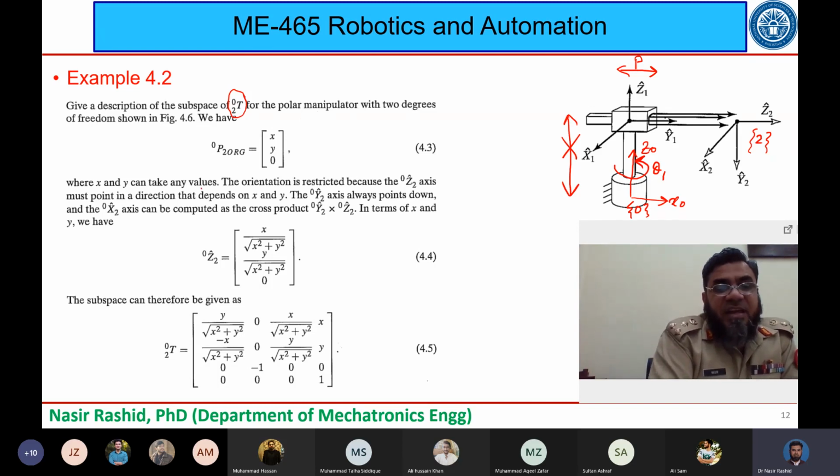Now x and y can take any values, okay, the orientation is restricted because of the z-axis, because there is no movement in the z-axis, and must point in a direction that depends on x and y. So x and y have no dependency on z; rather, in the plane where z exists, only x and y matter. Then another very important thing you have to see here is the direction of y. Look carefully, the direction of y is always going to point downward. We are talking about frame 2, and the y in 2 is always going downwards.